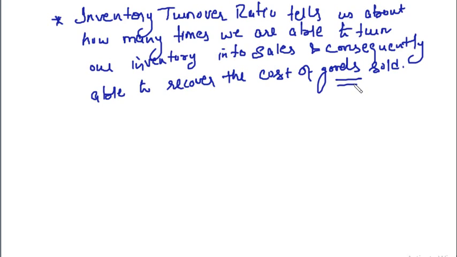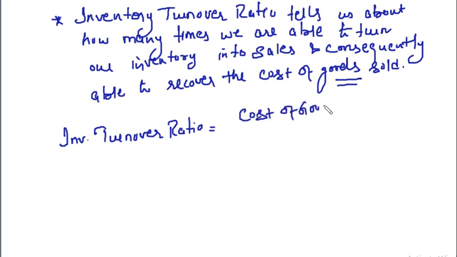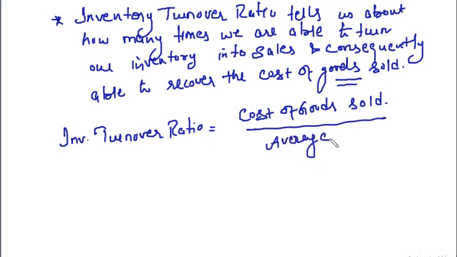Clear? So now, what are the two factors that we consider in inventory turnover ratio? I have been focusing on those two factors. If you have listened carefully, you will be able to get them. Inventory turnover ratio: the first factor is the cost of goods sold, that is, by selling the goods, how much cost we have recovered, divided by average inventory held during the year.